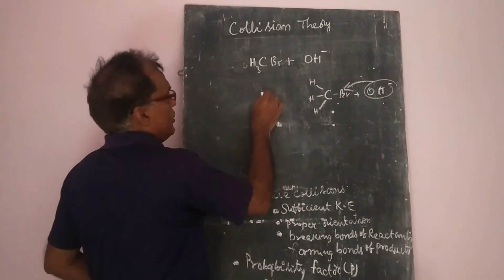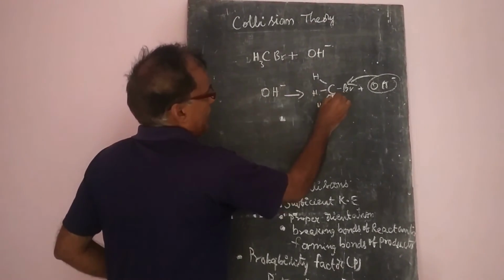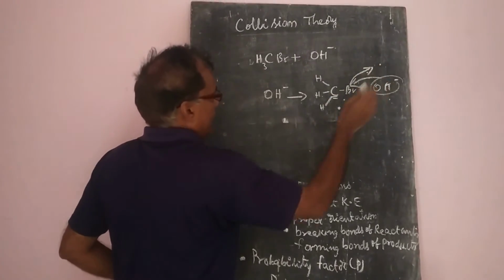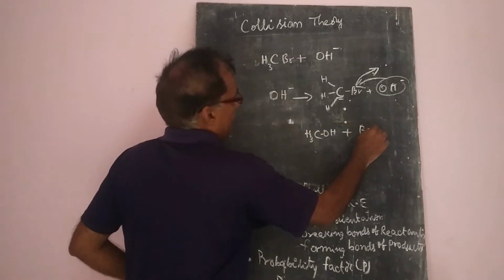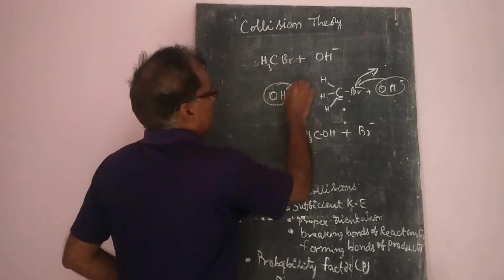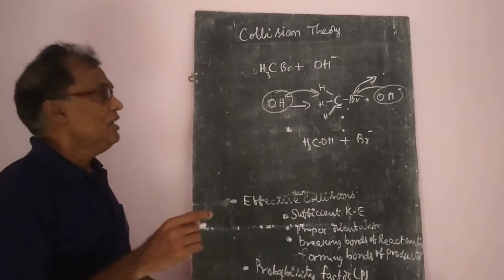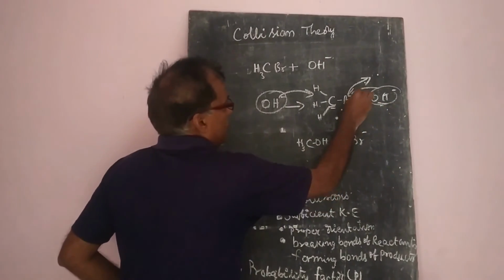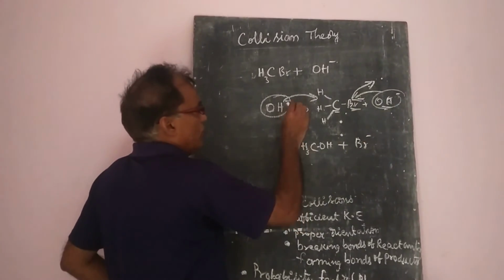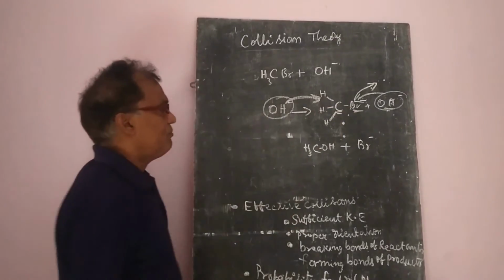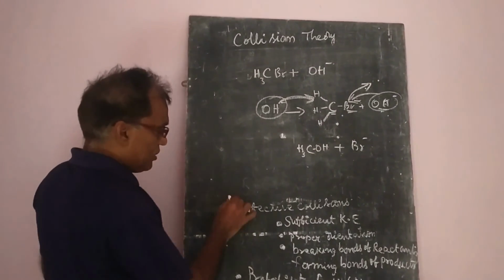The same OH molecule, if it comes from the opposite side, can make the bond with the carbon atom, and the bromide ion will be separated, so that CH3OH and Br minus will be eliminated. Attacking from this side, these are called effective collisions. If the collision occurs from the bromine side, they never form the bonds, since this is also minus and this is also minus. If they come from the proper orientation, proper collisions take place and form the products. That is called an effective collision.